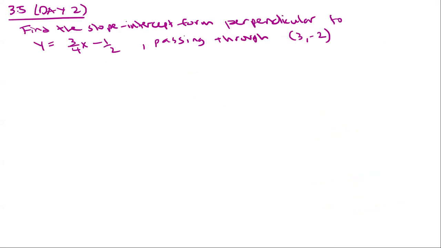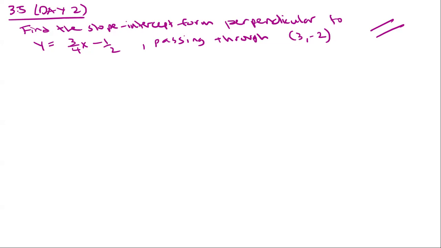So let me pause this here. All right, so the previous one, as I mentioned, talked about finding an equation that's parallel to the given line. This one is finding an equation that's perpendicular, right? So it's find the slope form perpendicular to y equals 3/4 x minus 1/2, but it has to go through the point (3, -2). So, parallel looks like that, right? Two lines that are parallel.